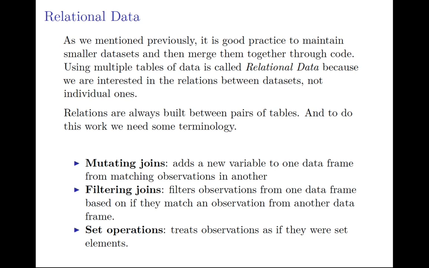So we have mutating joins, which add a new variable to one data frame from matching observations in another. We have filtering joins, which filter observations from one data frame based on if they match an observation from another one. And set operations, which treat observations as if they were set elements.